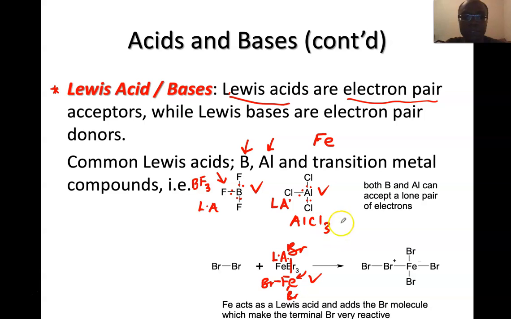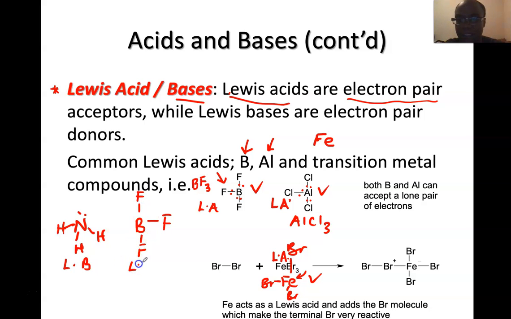Okay, so now what about the Lewis base? Lewis bases will be electron donors, and anything that has a lone pair on it is likely to be a Lewis base, because it can donate the 2 electrons, for example, to BF3. So let's say you are reacting BF3, which is a Lewis acid, and ammonia, which is a Lewis base characterized by the presence of a lone pair, because we said Lewis bases are electron pair donors. So these can donate the electrons.